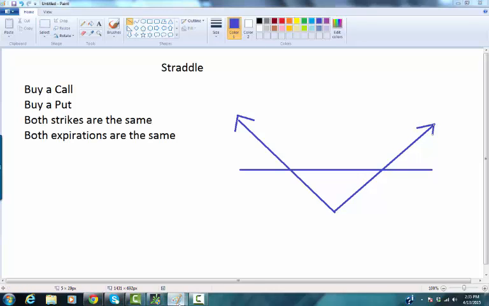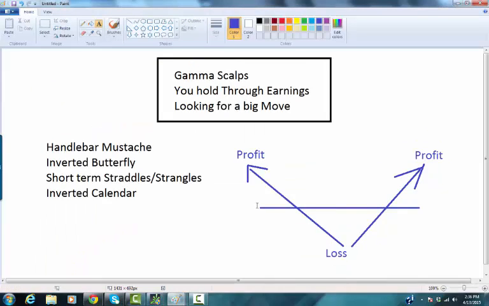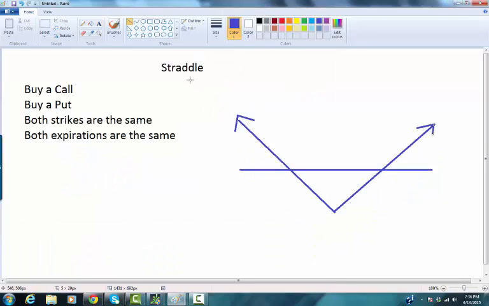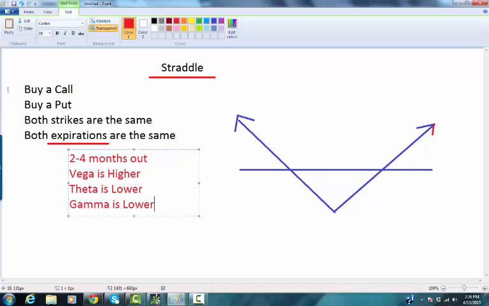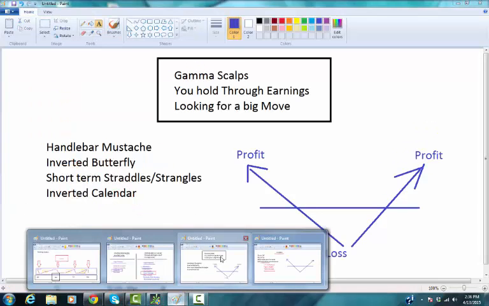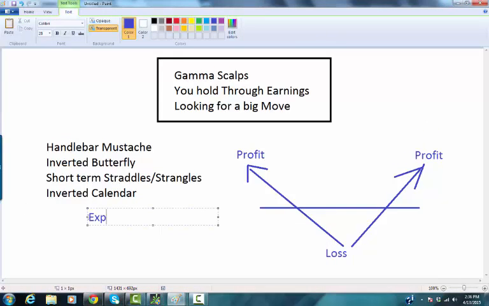Well, let's think about this. Doesn't this look exactly like the gamma scalp risk graph I just drew? Yes, it does. The difference is in the expiration. Expiration on a straddle where you're playing the volatility build needs to be somewhere out in time, somewhere like 2 to 4 months out. That's because Vega is higher, Theta is lower, and Gamma is lower. You're not getting the same Greeks.